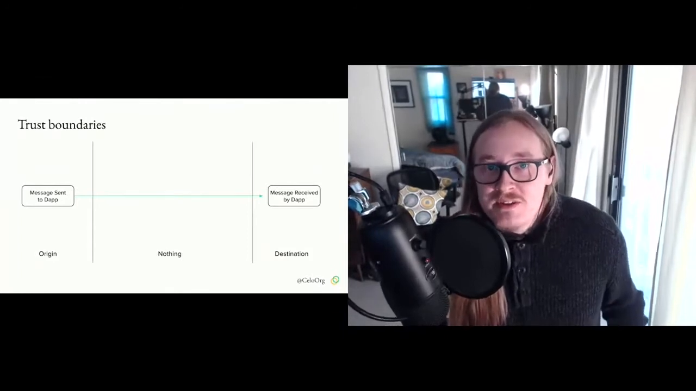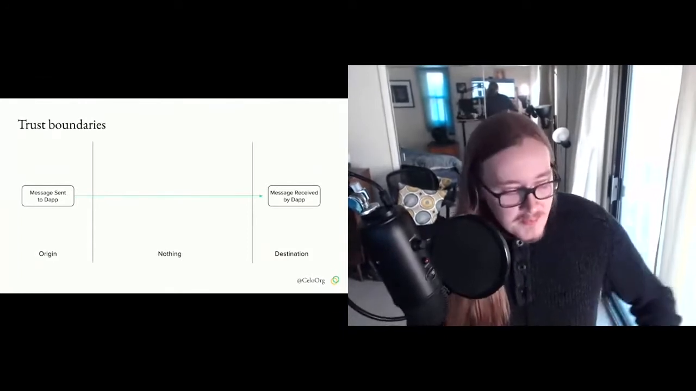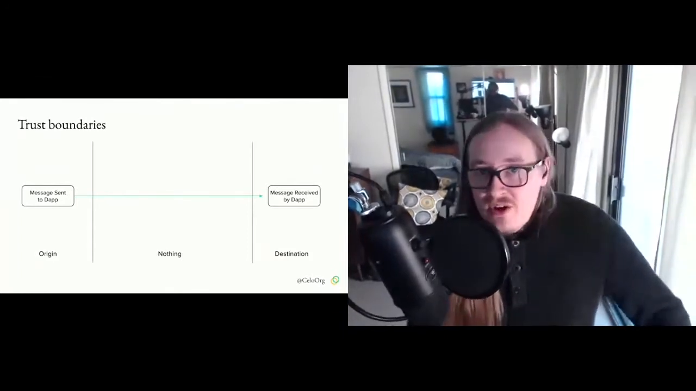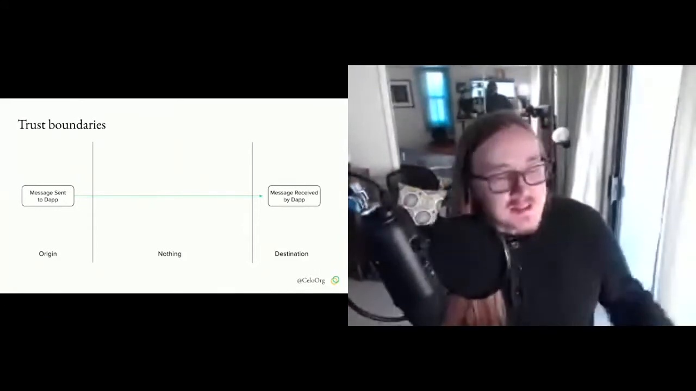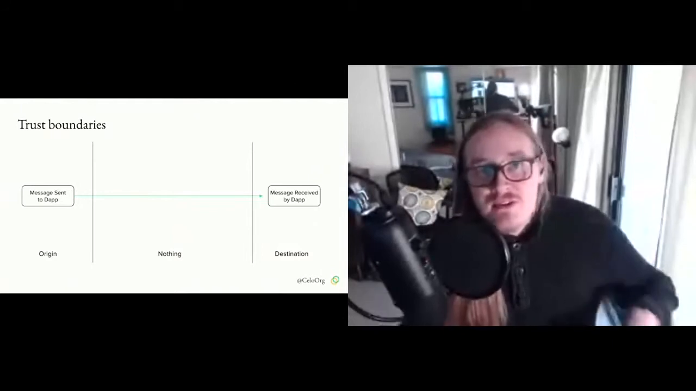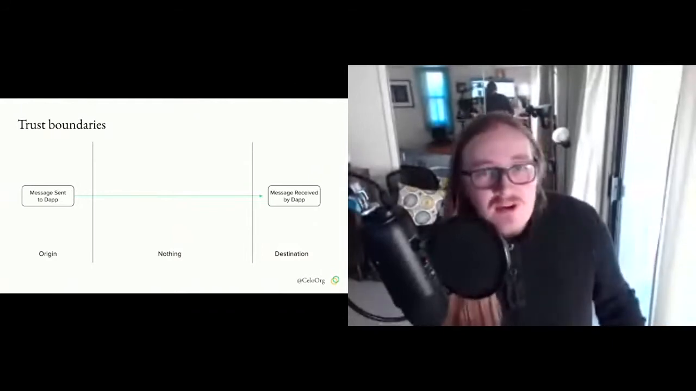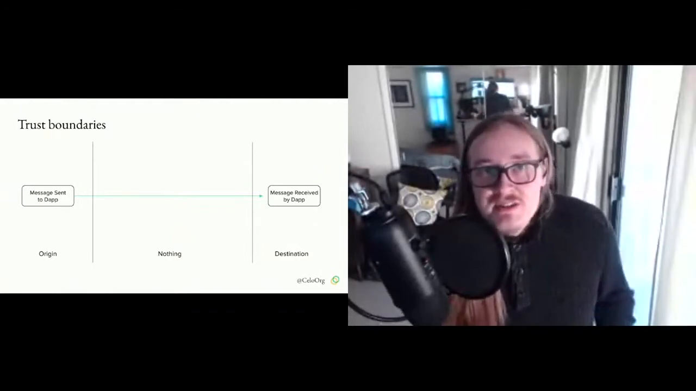We have these trust boundaries. Bitcoin can't know what's going on off-chain. Ethereum can't know what's going on off-chain. Ethereum doesn't know about Bitcoin. Bitcoin doesn't know about Ethereum. We have to figure out some way to get the message across these boundaries.